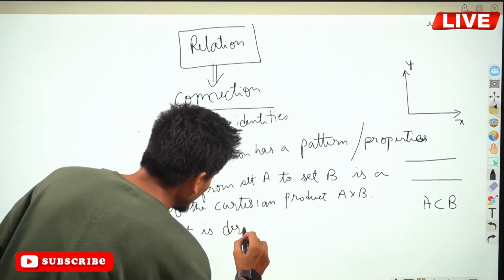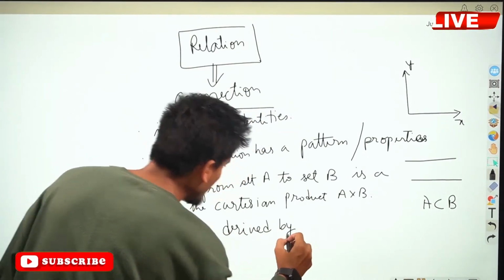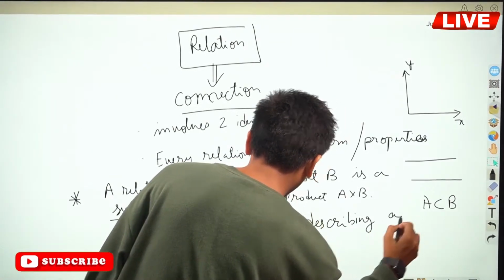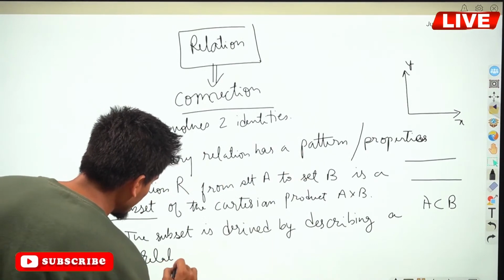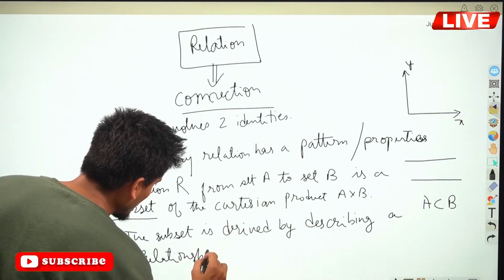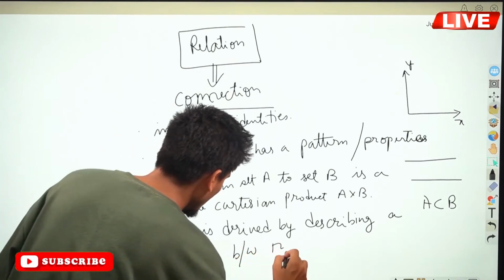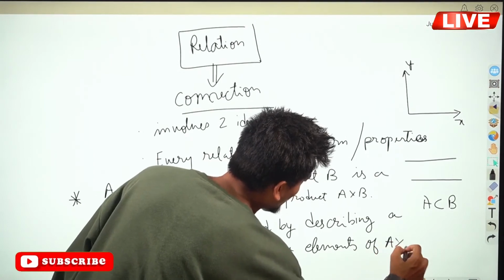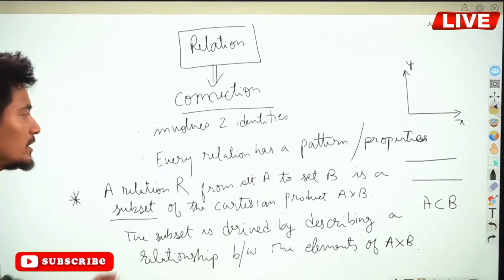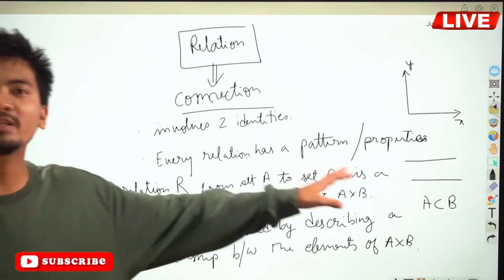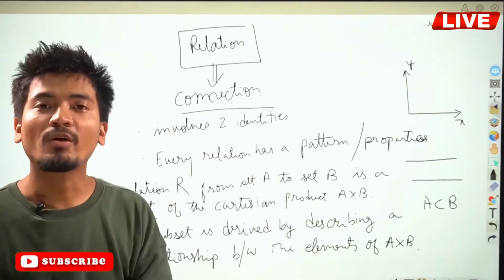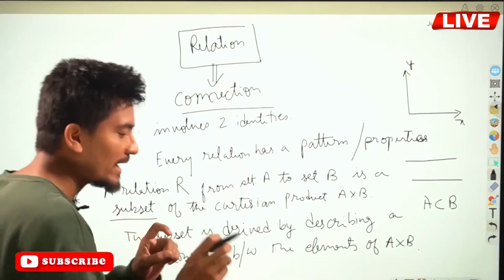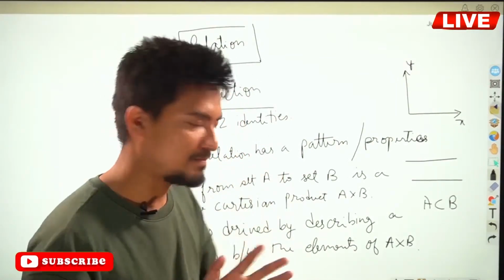Okay, so the subset is derived by describing a relationship between the elements of A cross B. That means if we need to define the subset, then how will we describe? We will derive it from the Cartesian product. Okay, this is how we can show the relationship.